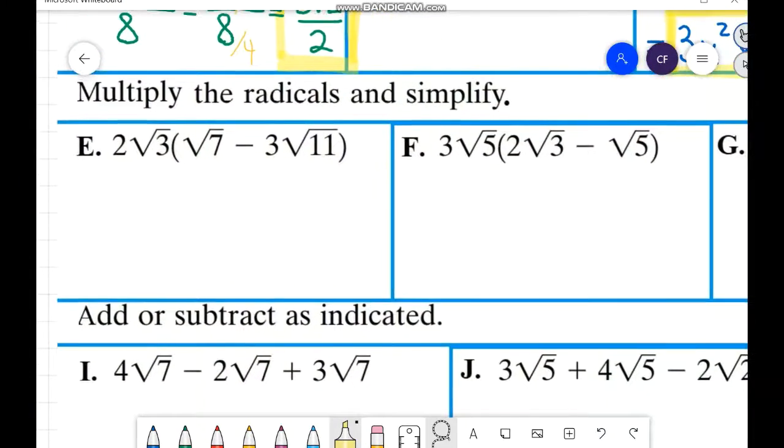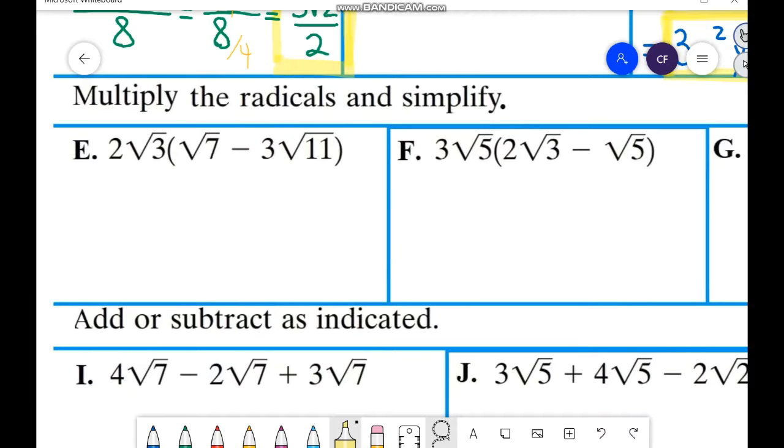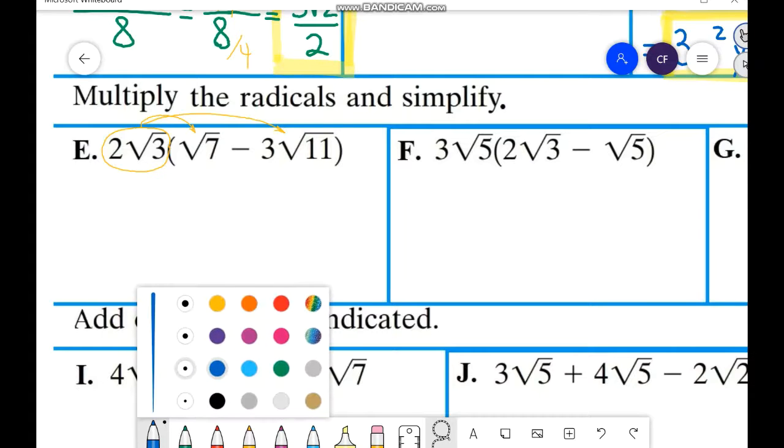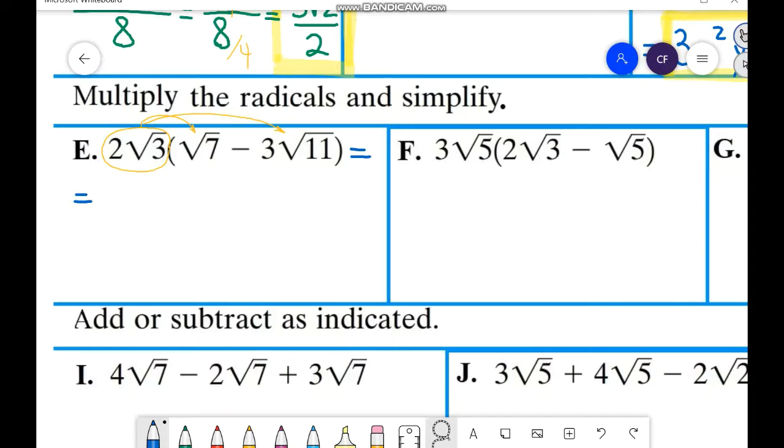For letter E, yes. Now, this part is about multiplication: multiply the radicals and simplify. First step, apply the distributive property. On letter E, you have 2 square root of 3, and then you have the parentheses with 2 terms, right? So you apply the distributive property, multiplying 2 square root of 3 by each one of the terms. That means this equals 2 square root of 3 times square root of 7, 3 times 7, 21.